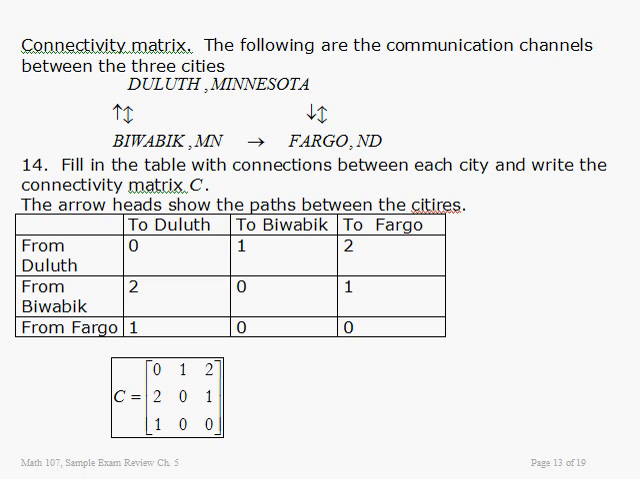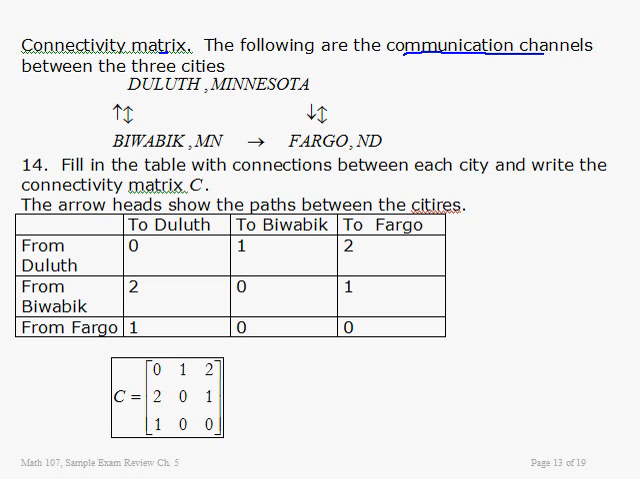Now these kind of matrices are important in the digital age and all. So this is a connectivity matrix between 3 cities. So what we're talking about are communication channels, microwave links, right? Whatever. However, it's some communication channel between these 3 cities. In this case it's Duluth, Biwabic, and Fargo, North Dakota.